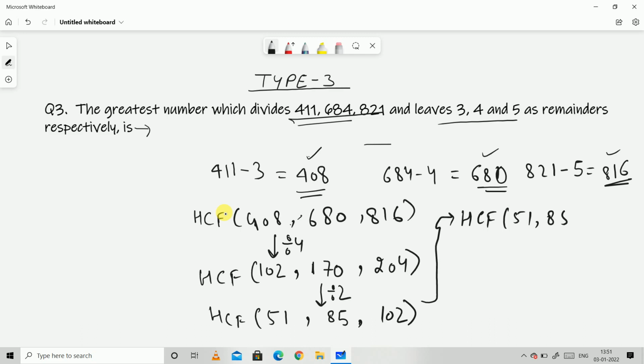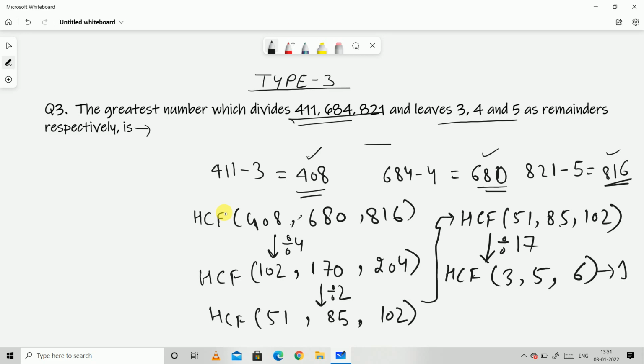Can you see these numbers are familiar? They are all multiples of 17, isn't it? So let's divide them by 17. 17 threes are 51, 17 fives are 85 and 17 sixes are 102. Now 3, 5 and 6: 5 and 3 are prime numbers, so we can figure out that our HCF will be 1 here.